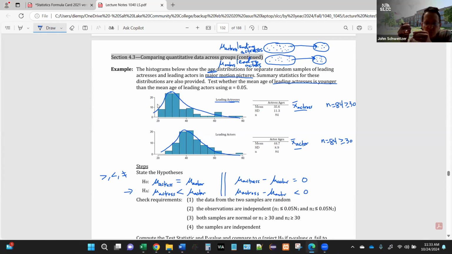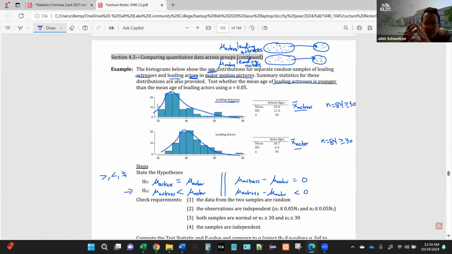Okay, so we have two groups. We have people in two different states or two different countries or two different genders, two different political parties, and we're comparing them, differences about them, right? So in this example, which is on page 132, we're looking at the age distribution for actresses and actors. Okay, and so these were in major motion pictures, and we already spent a lot of time talking about this, so you'll hopefully remember this from Tuesday.